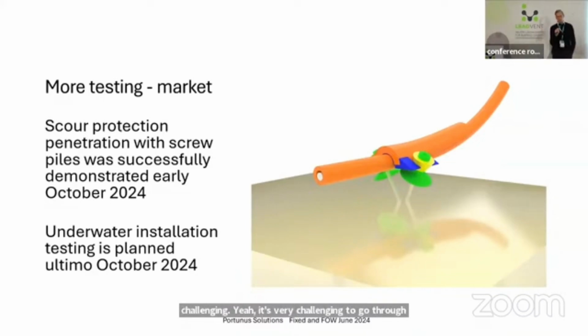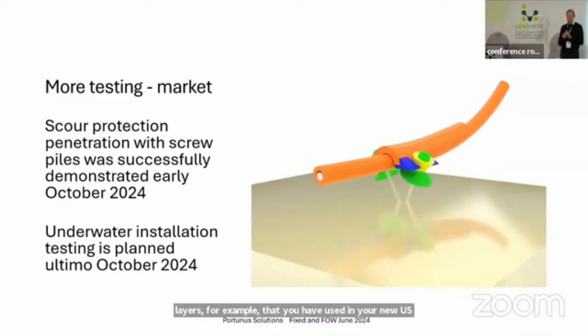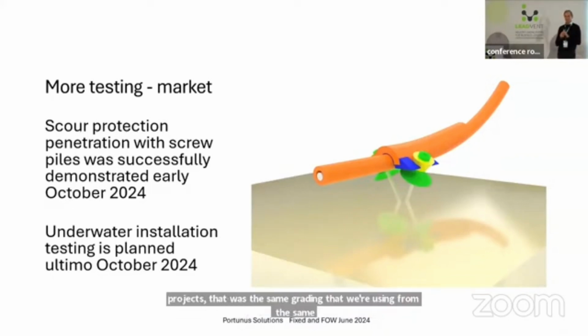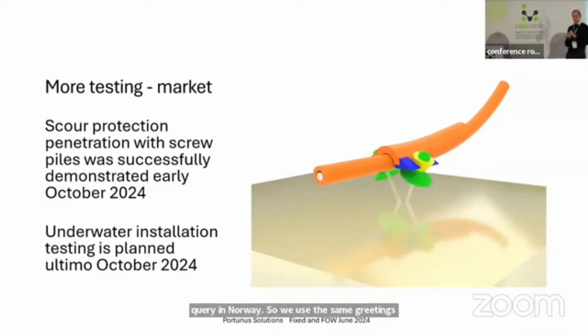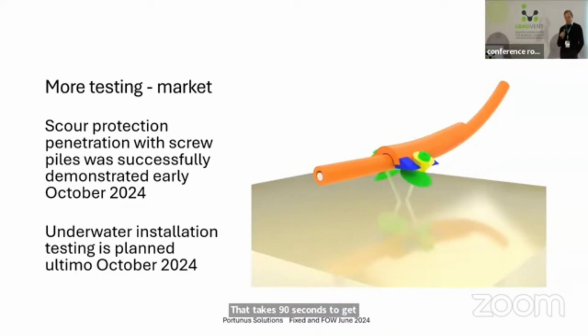So the armor layer is where you have 50 to 300 kilo armor layers, or one of the new layers, for example, that you have used in your new US projects. That was the same grading that we were using from the same quarry in Norway. So we use the same gradings from the very same quarry in Norway. That takes 90 seconds to get through the actual scour protection.